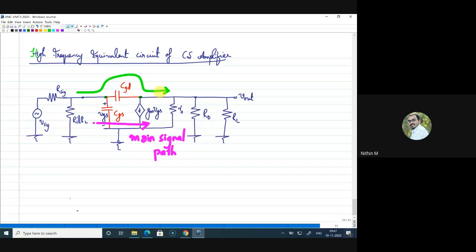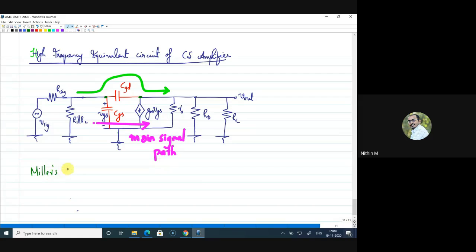Whenever you have an element sitting between input and output as an additional path, we have to understand how to solve or approach such circuits. To analyze such circuits, we use a theorem, and that theorem is called Miller's theorem.